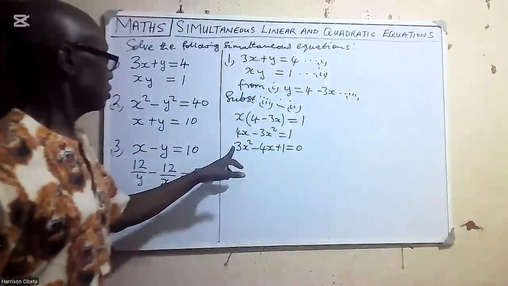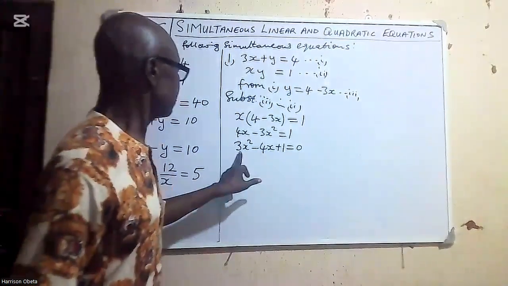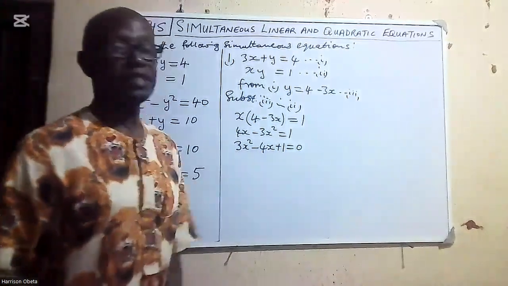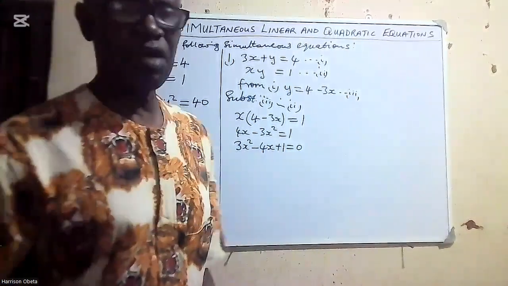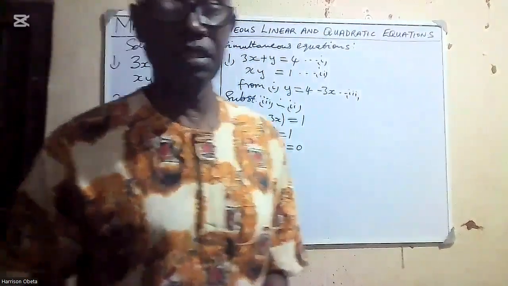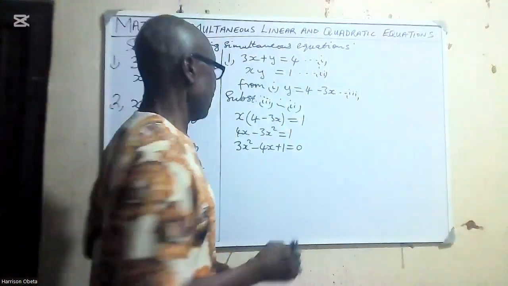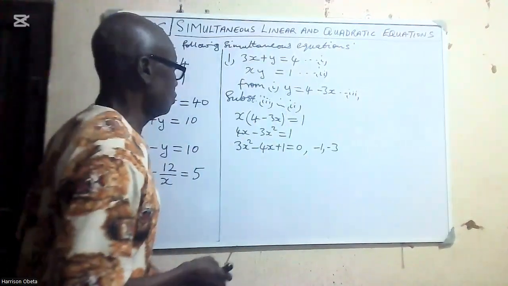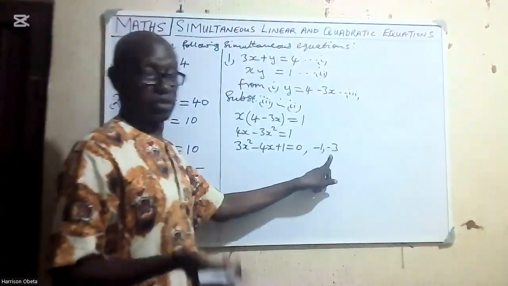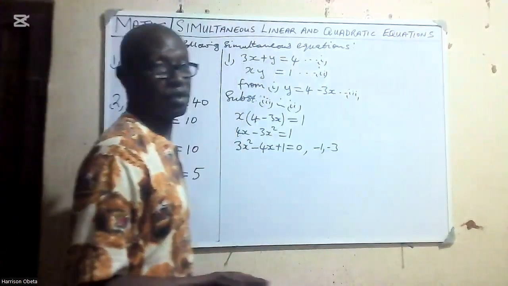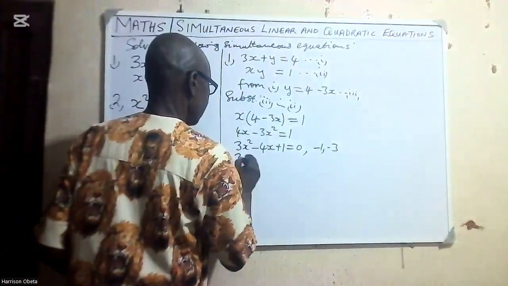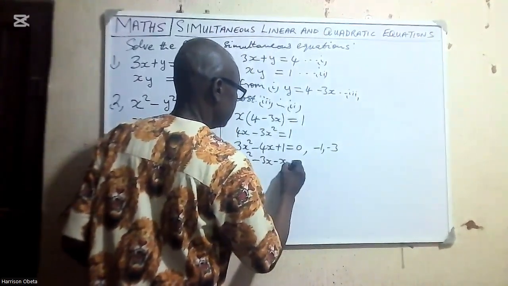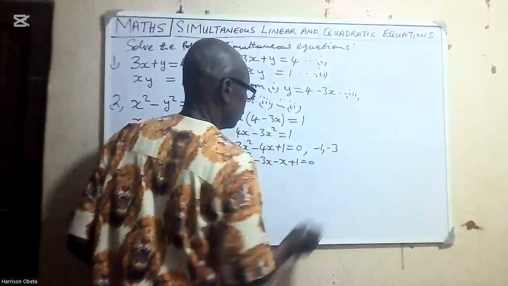So to move on, multiply this by this. That is first the coefficient of this, and then the last number. 3 times 1 is 3. What are the factors of 3 that will give us minus 4 when we add, and 3 when we multiply? That will be minus 1 and minus 3. So minus 1 times minus 3 is plus 3. Minus 1 minus 3 is minus 4. So that is 3x squared minus 3x minus x plus 1 equal to 0.